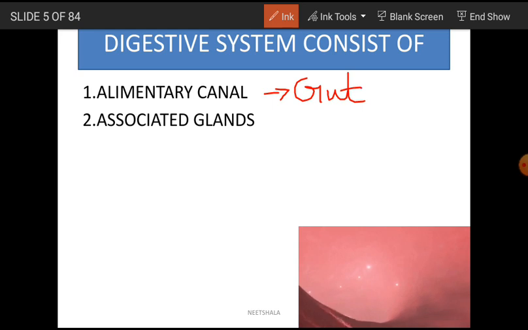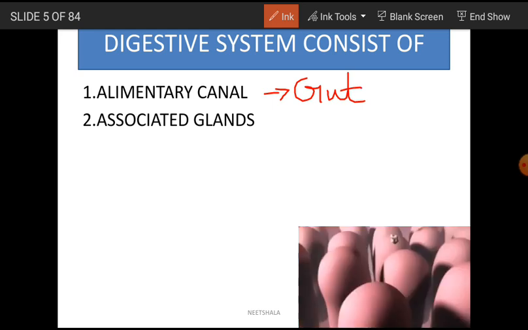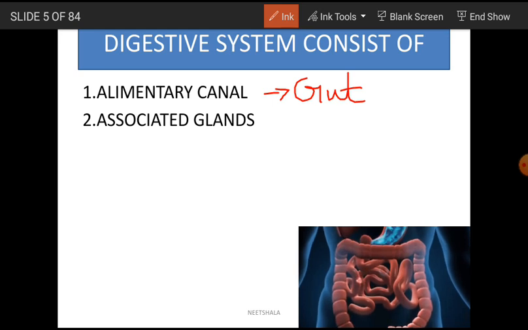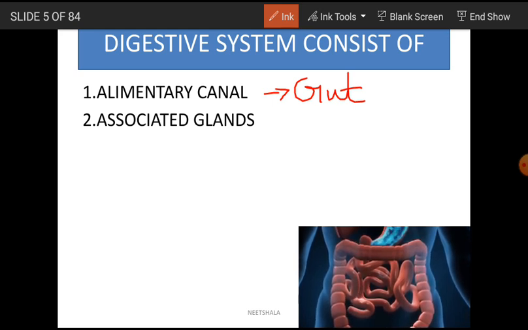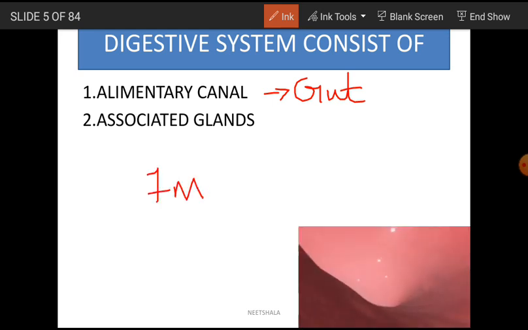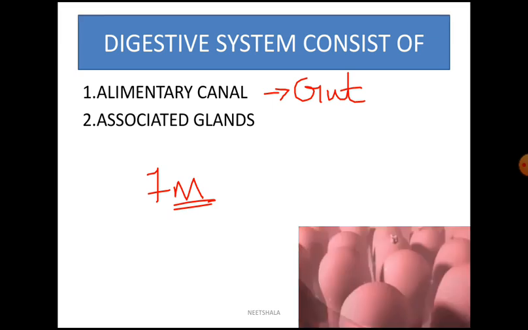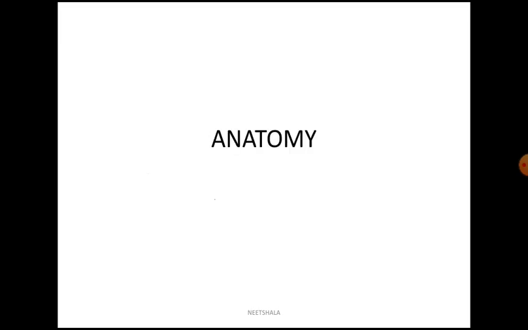And the second one is the associated glands, which are the digestive glands. Now, the alimentary canal is a long tube starting from the mouth and ending in the anus, and it is 7 meters long. It's a very long tube that starts from the mouth and ends in the anus. In humans, the first formed was the anus and then came the mouth. So let us investigate further about the structure of the alimentary canal.